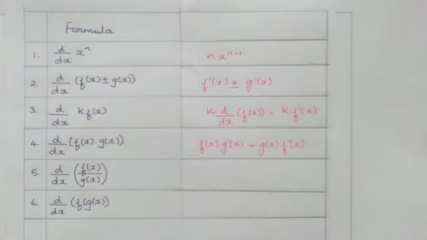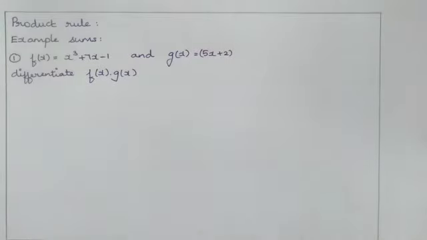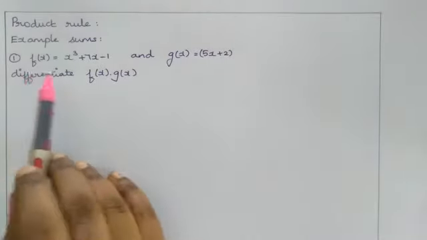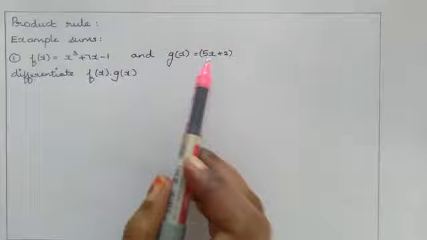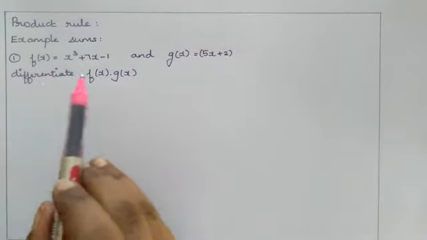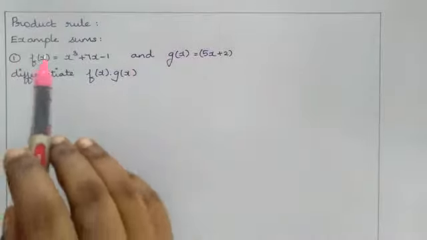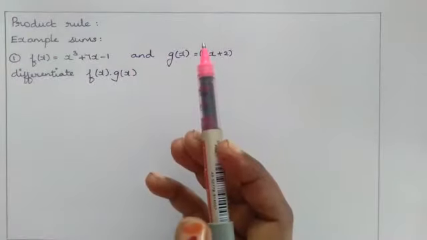So let us discuss a problem in this concept. Now we'll discuss an example problem. F of x is equal to x cube plus 7x minus 1. G of x is 5x plus 2. We are going to differentiate f of x into g of x. These are the type of problems where both the polynomials are algebraic polynomials.